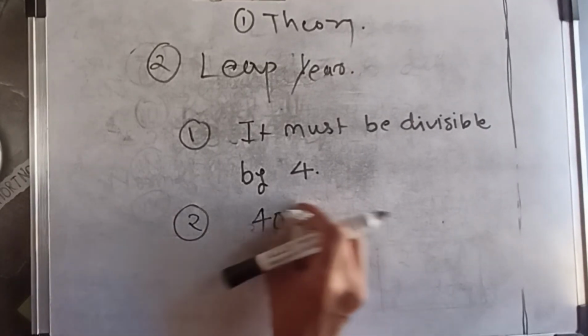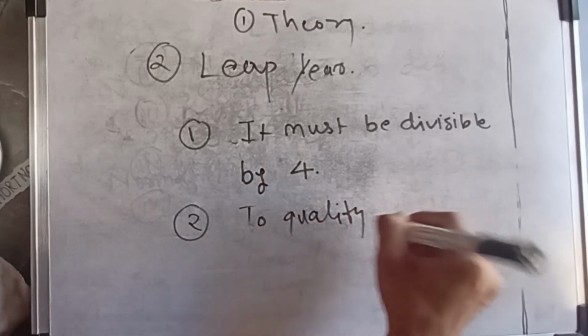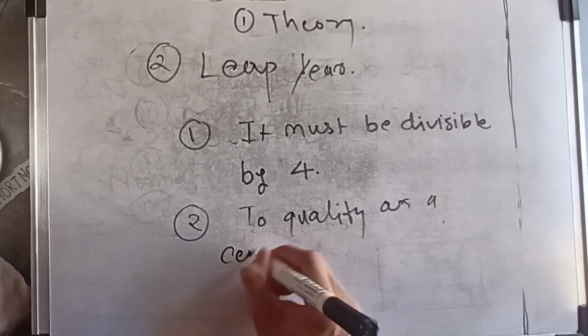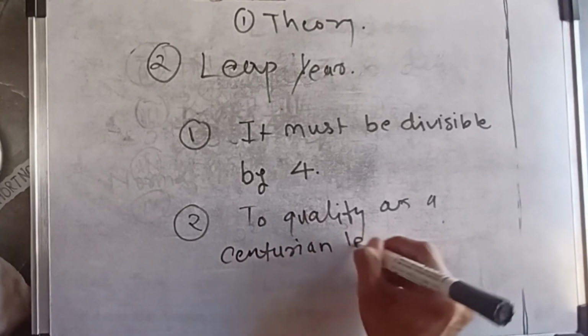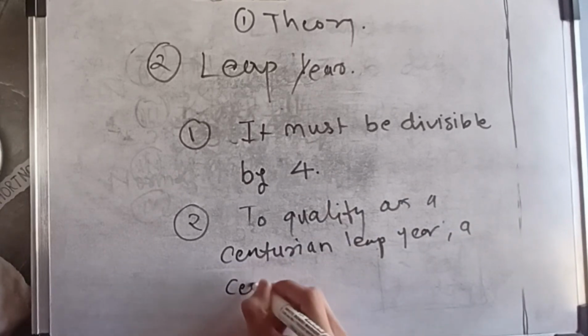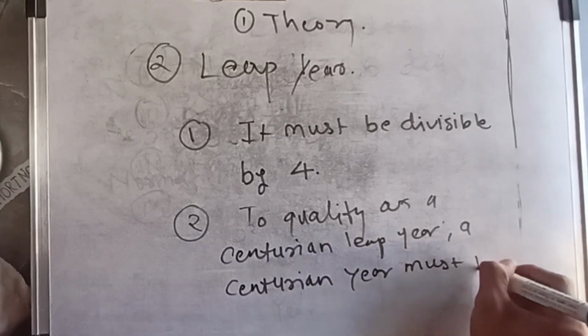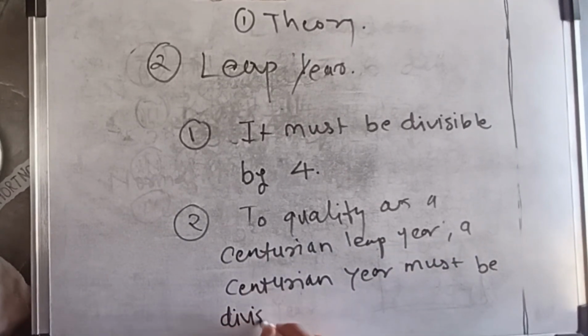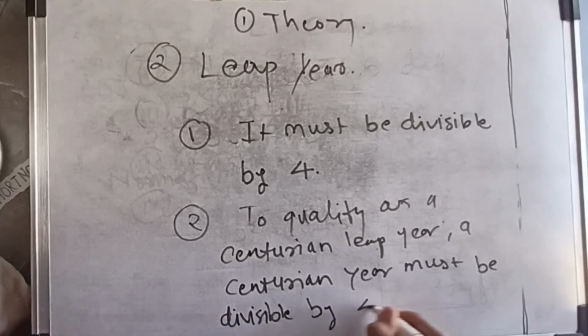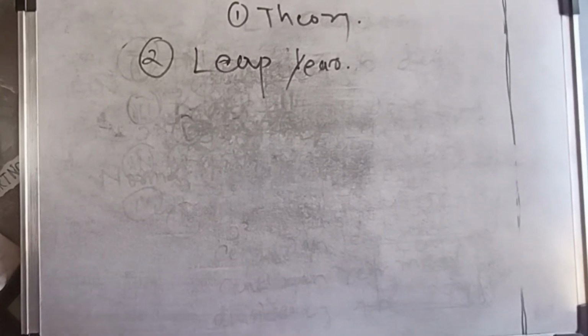Let me write it properly. To qualify as a centurion leap year, a centurion year must be divisible by 400. Let me give you an example. First of all we will go for the general leap year examples, and then we will move on to the centurion leap year examples.